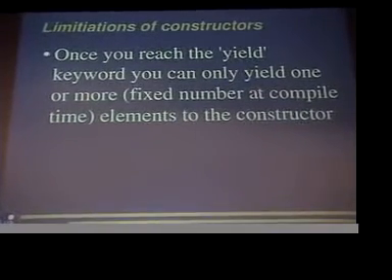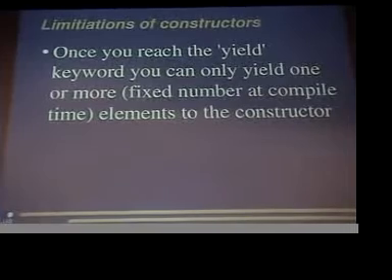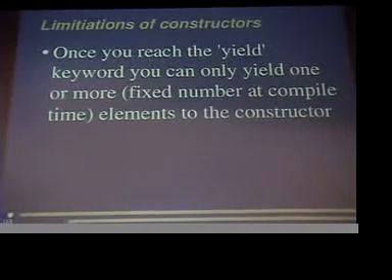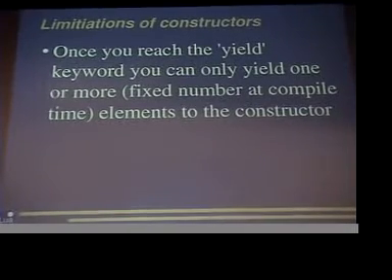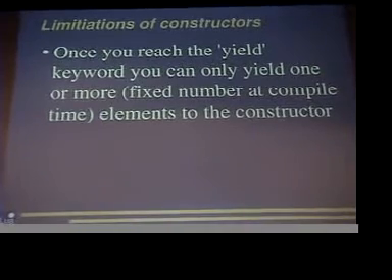Limitations of constructors: once you reach the yield keyword, you can only yield one or more fixed-at-compile-time elements to the constructor. I say compile time, I mean obviously byte compile, not Aranha compile. So the syntax is, if you yield A, B, C, you will always yield 3 values for each iteration. To get around that, Ricky extended the for loops.